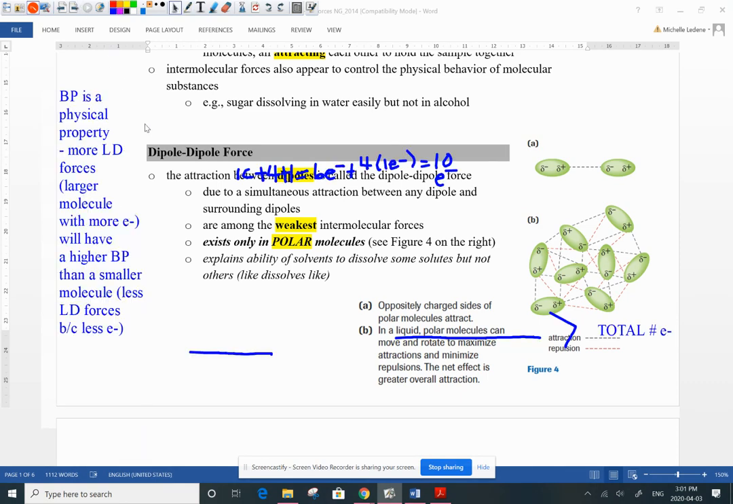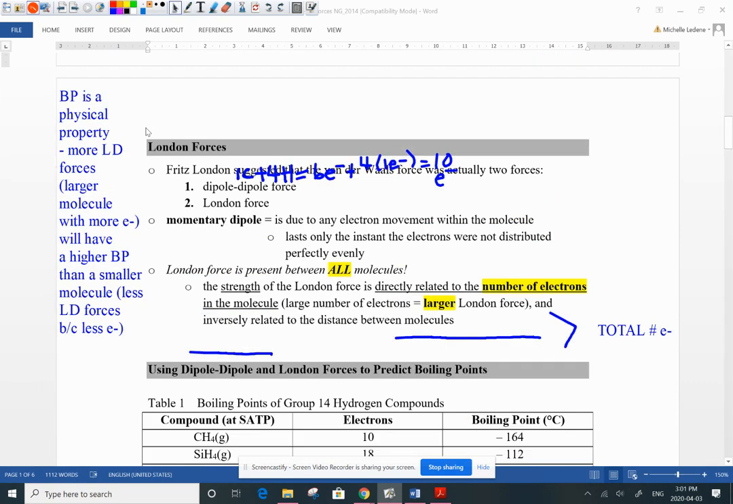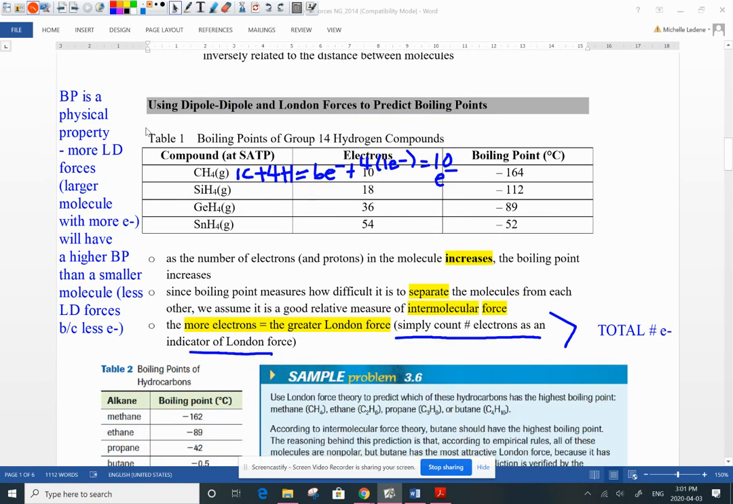Okay, so now we are going to look at an example of how a physical property like boiling point is determined by these intermolecular forces. So the more London forces that you have in a molecule, the larger the molecule, the more electrons, you're going to have a higher boiling point than a smaller molecule. Why? Because a smaller molecule has less London forces, because it has less electrons.